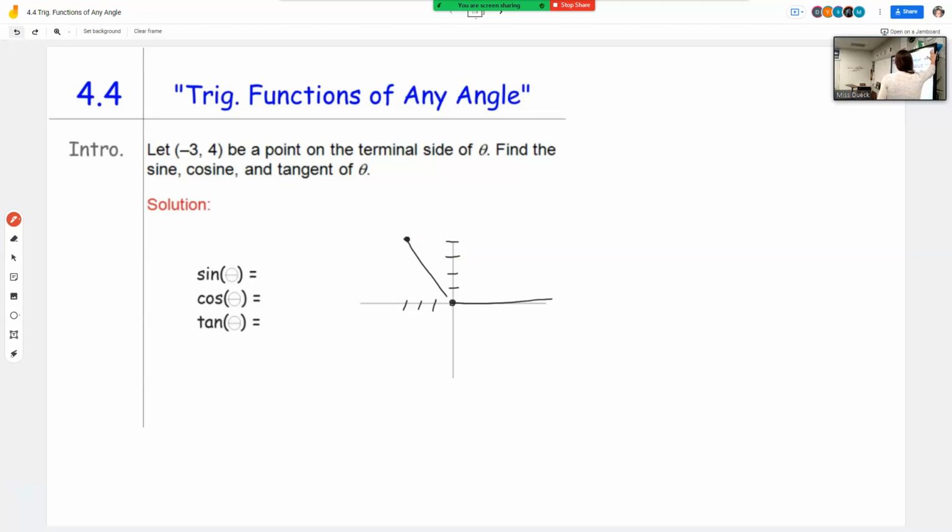Pause. I don't need to make a triangle with the angle. All I need for this theta, which I know is kind of awkward, is to spotlight what we call the reference triangle.